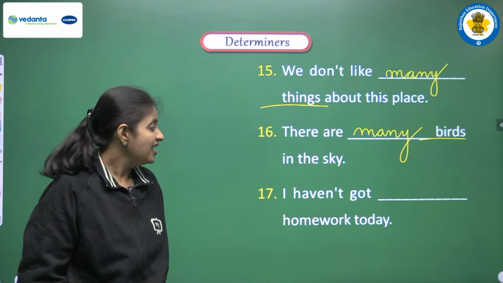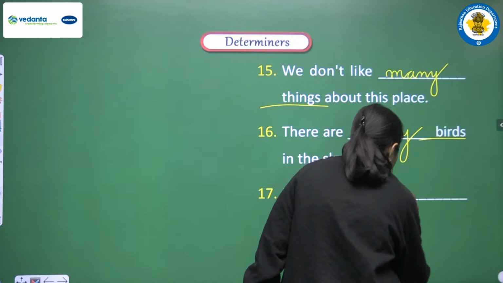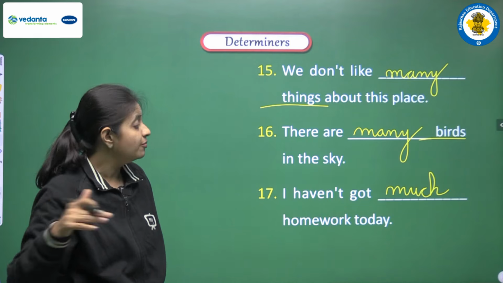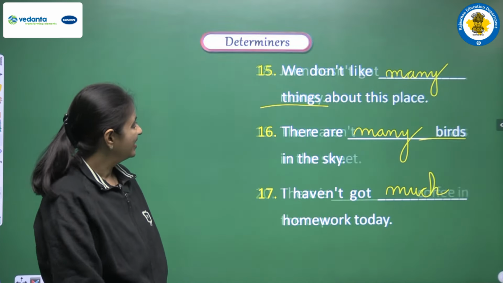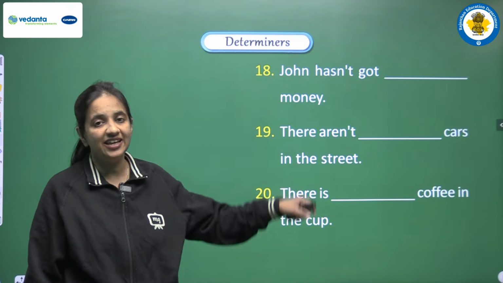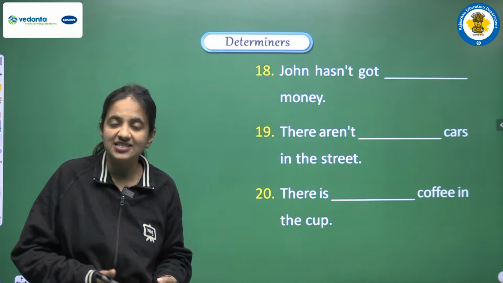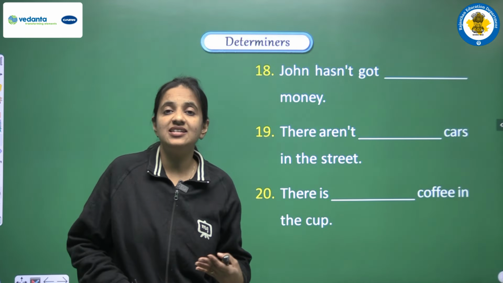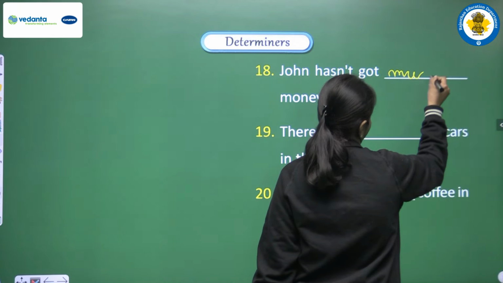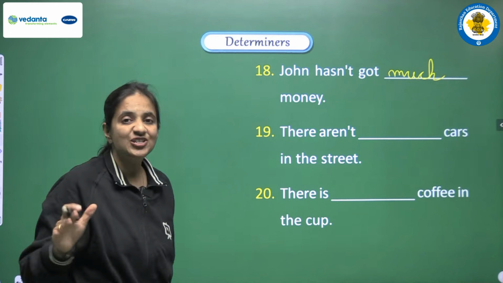Next sentence, I haven't got homework today. So in this sentence our answer will be much. And the sentence will be, I haven't got much homework today. Next sentence, John hasn't got money. So we have discussed this already, that money is an uncountable noun, right? Yes, rupees, paise, they are countable things, but money is an uncountable noun, and in this sentence our answer will be much. And the complete sentence will be, John hasn't got much money.